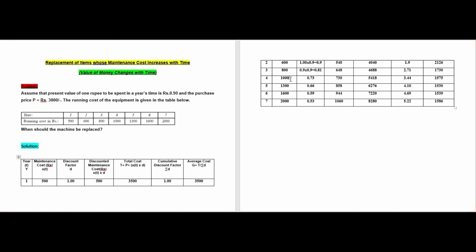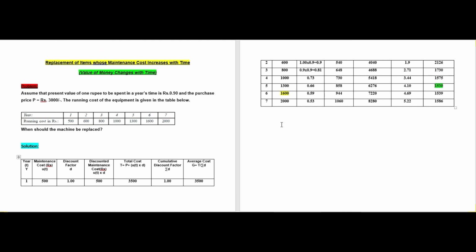In the fifth year the maintenance cost is 1300 rupees, and the average cost is 1530. In the sixth year the maintenance cost will be 1600. So look at these two terms. The maintenance cost in the sixth year is more than the average cost in the fifth year. So this is the transition period, we can say simply. So the machine has to be replaced at the end of the fifth year.